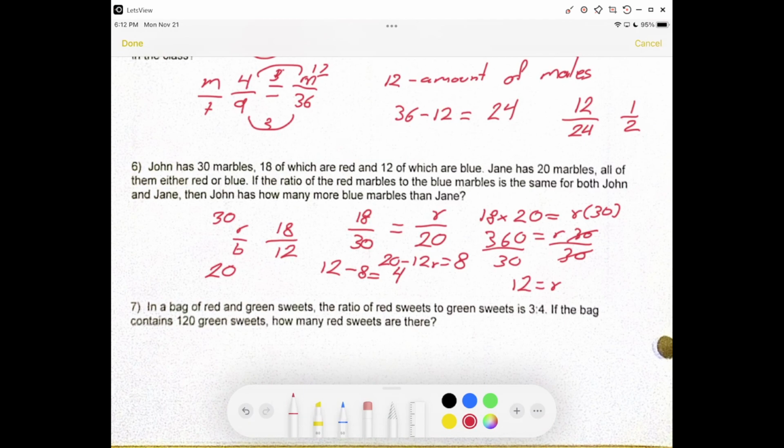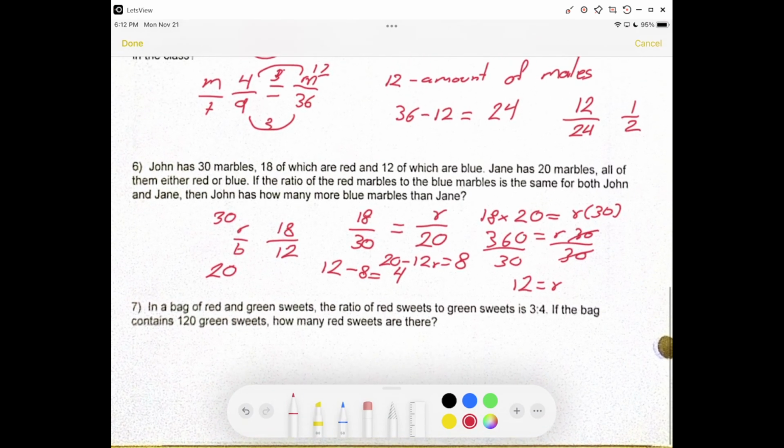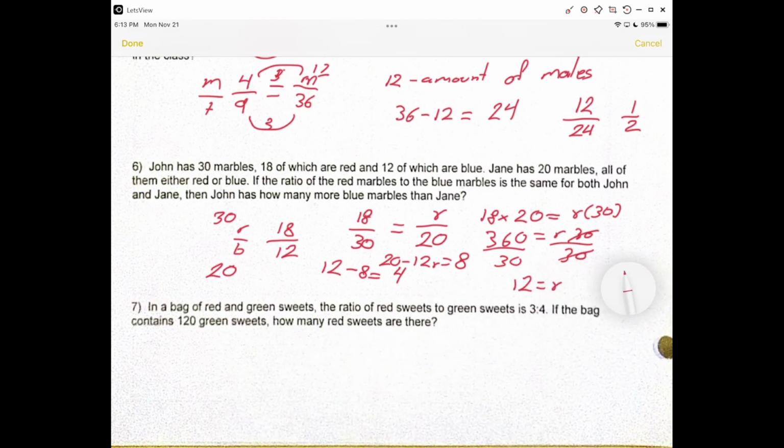Let's move on to the final question. In a bag of red and green sweets, the ratio of red sweets to green sweets is 3 to 4. If the bag contains 120 green sweets, how many red sweets are there? Alright, so once again, we know that this is a part-to-part question. So let's begin.